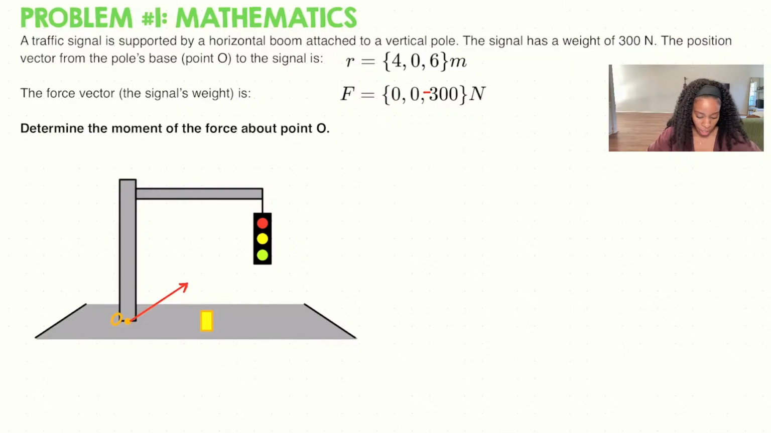So in order to do that, we will need to do the cross product between the position vector and the force vector, because to get moments in 3D, you have to do the cross product. And just to let you guys know, the cross product is not a commutative vector operation. So make sure that you are crossing the position vector R by the force vector F.